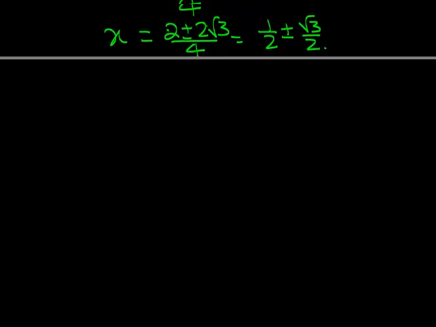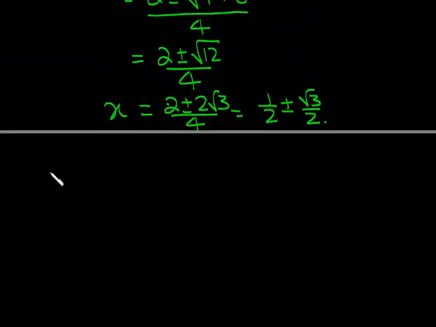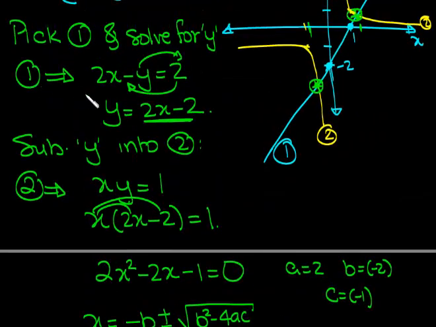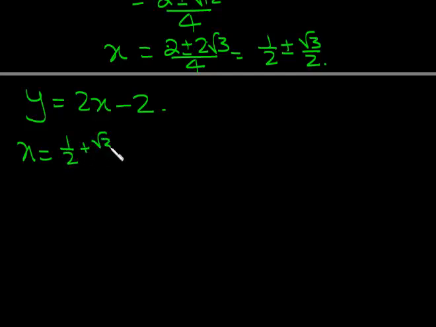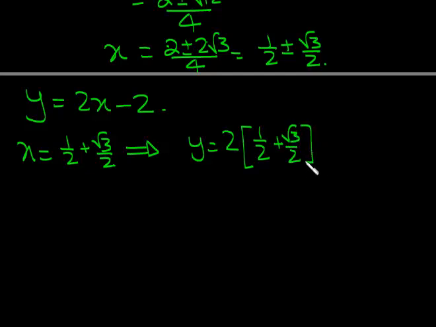Now how do I find y once I know x? Well, we know y from the first step here. We know what y is, right? It's 2x minus 2. So let's do that. So we have y is equal to 2x minus 2. So if x is, we have to do each one separately. If x is 1/2 plus square root of 3 over 2, then what is y then? y must be 2 times x. So it'll be 1/2 plus square root of 3 over 2 minus 2.